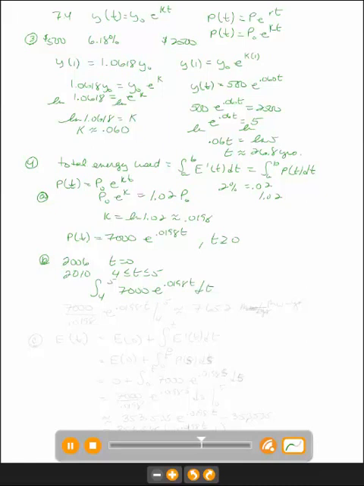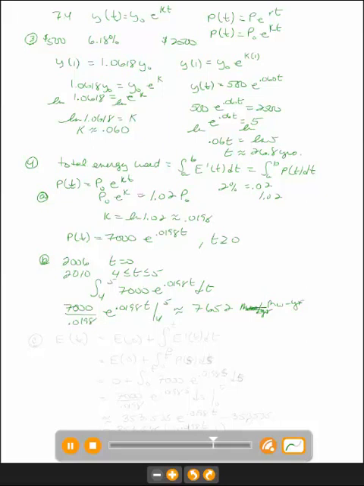So I'm integrating e to the junk, which is just e to the junk, but the junk's derivative is 0.0198, so I've got to make sure I put that in front. I've got the 7,000 that I'm leaving there, 0.0198 in front, e to the 0.0198t, and evaluate it from 4 to 5. If you plug and chug your way through that, the book says you get 7,652, and these are megawatt-years.